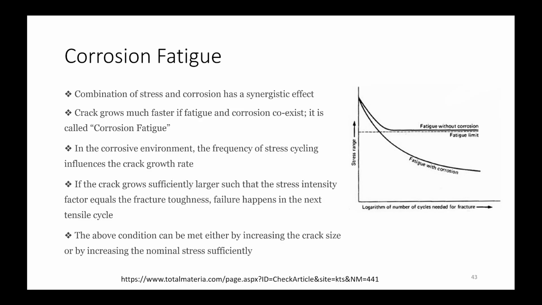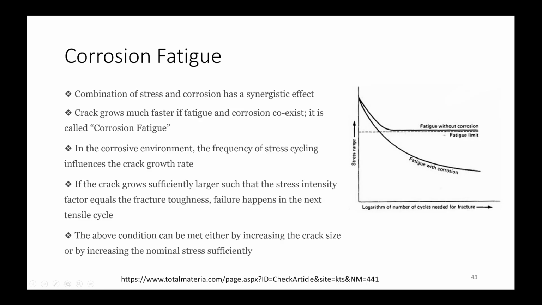If the crack grows sufficiently large such that the stress intensity factor equals the fracture toughness, the failure happens in the very next tensile cycle. This condition can be met either by increasing the crack size or by increasing the nominal stress sufficiently.